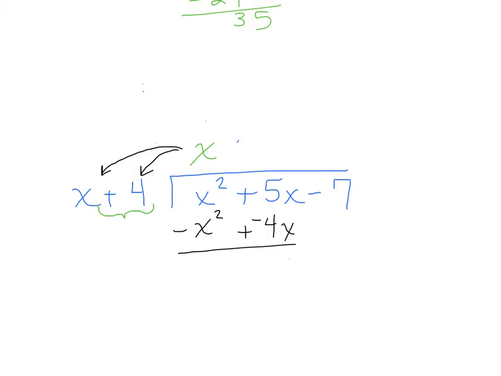Okay, now the x squareds will cancel. They should cancel. You set it up that way. So that should always cancel. 5x and a negative 4x is 1x. You can write the 1 or not. It's not really proper to write a 1, but if it helps you, please do so. Now bring down that minus 7 and start it all over again.